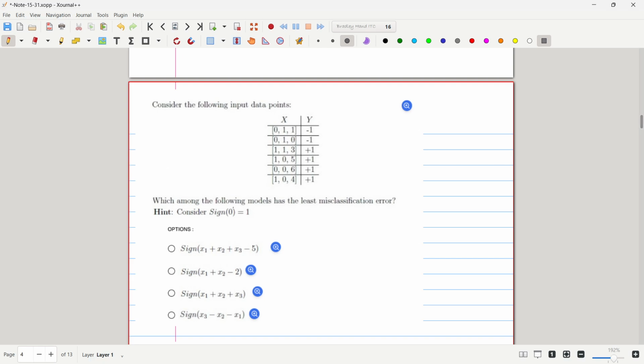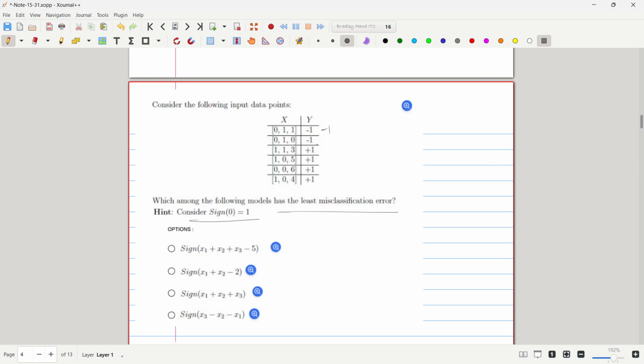Now we need to find which among the following models has the least misclassification error. You just need to put the values of x into signum, and you have to consider sign of 0 as 1. So signum of x1 plus x2 plus x3 minus 5: 0 plus 1 plus 1 is 2. 2 minus 5 is minus 3. So this will be minus 1.